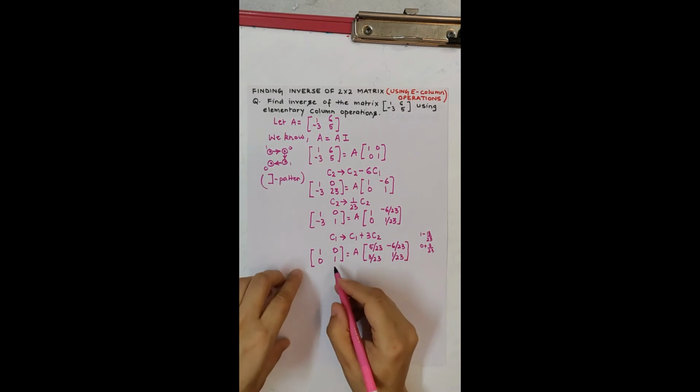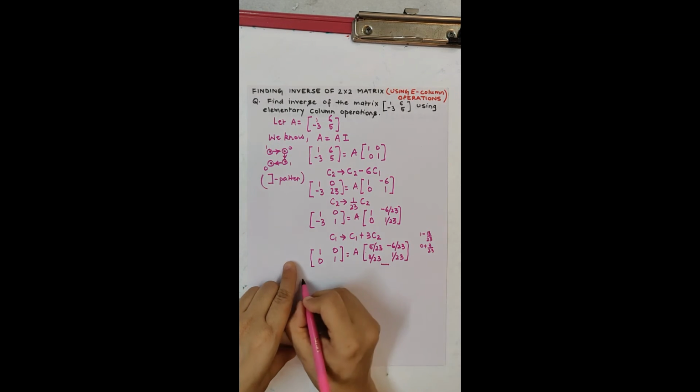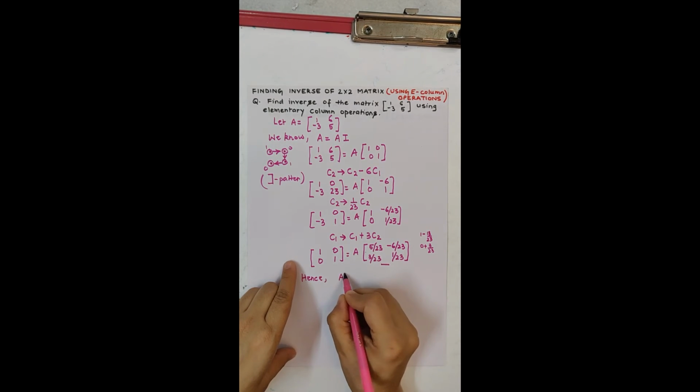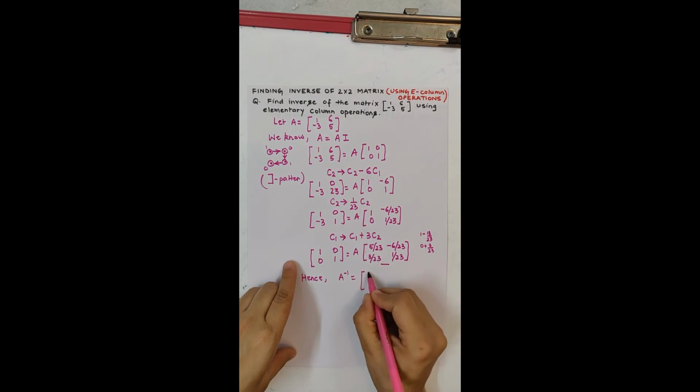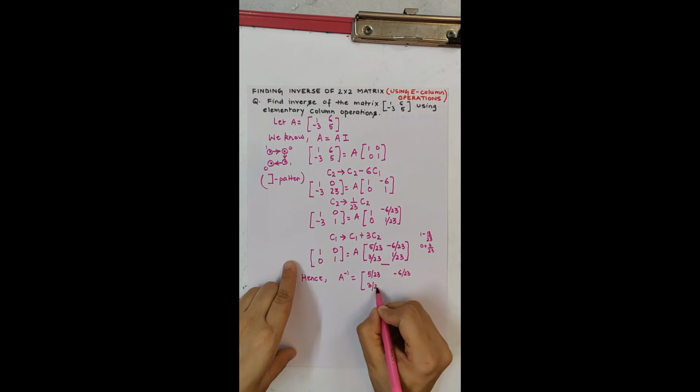So from here, since we have converted this into identity matrix, this matrix gives us the inverse, and hence we write our final statement that A inverse is equal to the matrix 5 by 23, minus 6 by 23, 3 by 23, and 1 by 23.